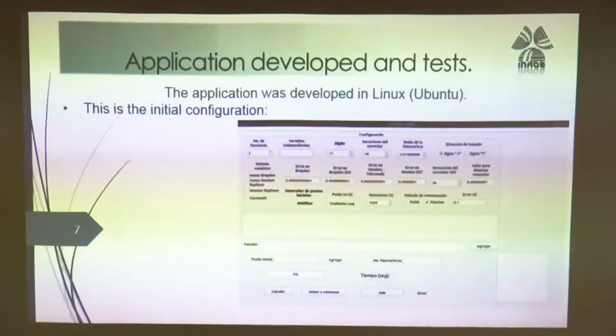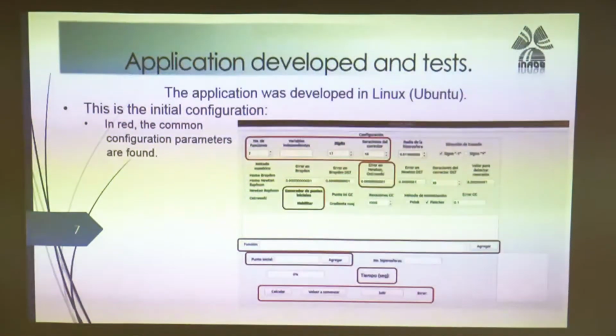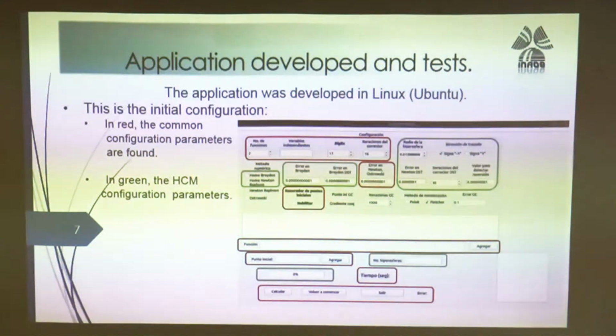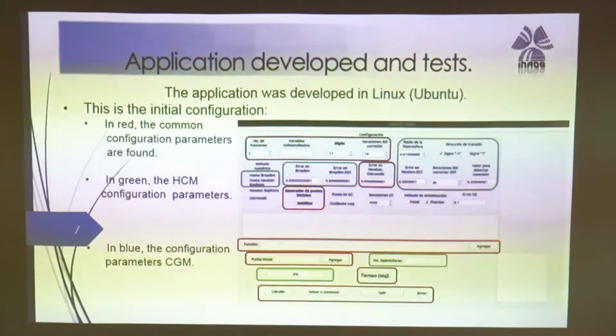This schematic shows the file settings on the main screen when it started. In color red were common notions for all numerical methods. In green, I showed a homotopic continuation method. In blue, the configuration parameters of the conjugate gradient method.